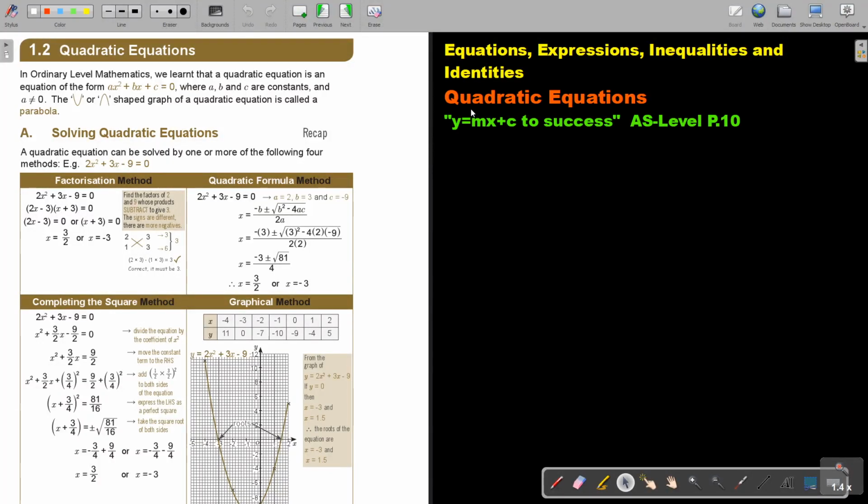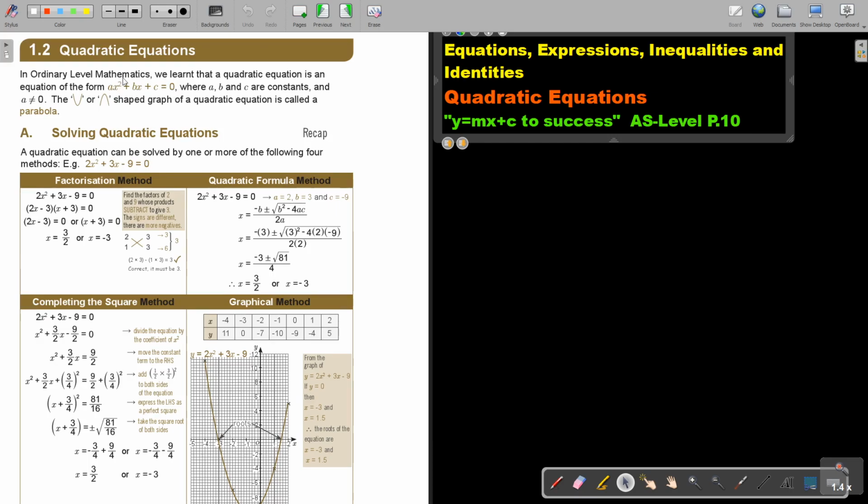In this video, we are going to focus on quadratic equations. You will find this on page 10 in the Namibian AS-Level Mathematics textbook, y equals mx plus c to success. Quadratic equations. In ordinary level mathematics, we learned that a quadratic equation is an equation of the form ax squared plus bx plus c equals 0.